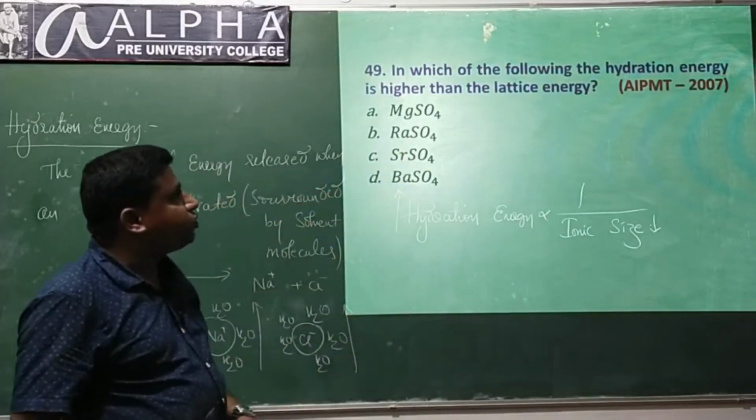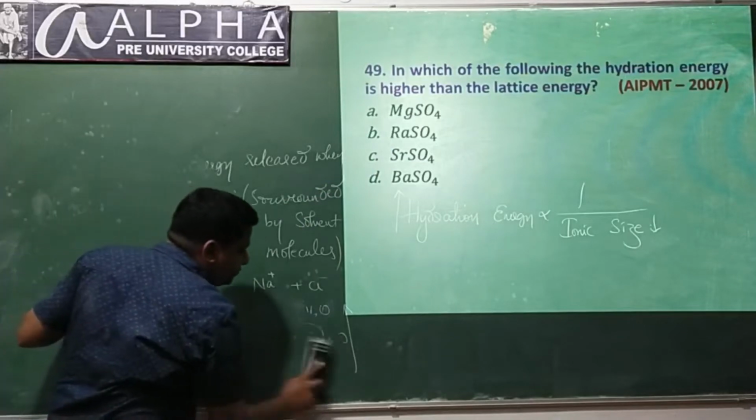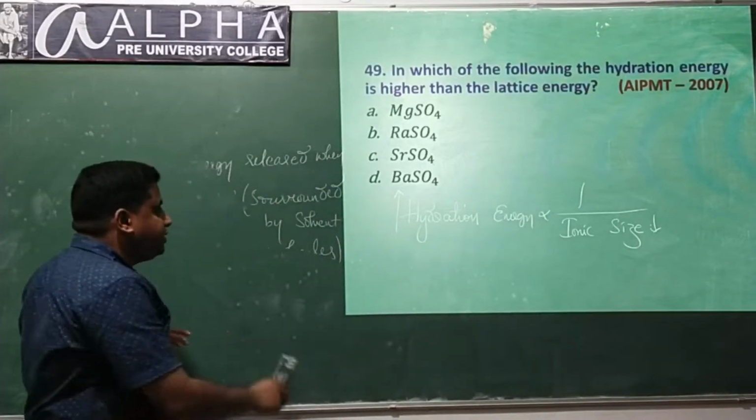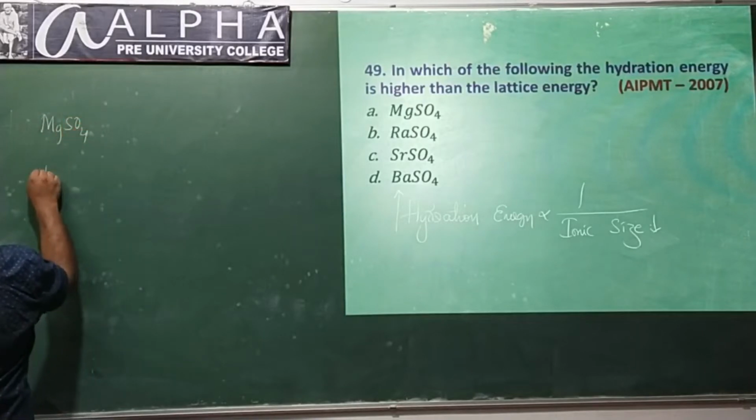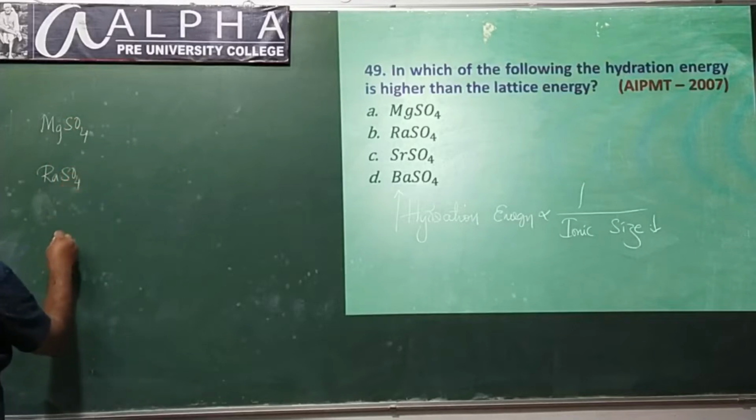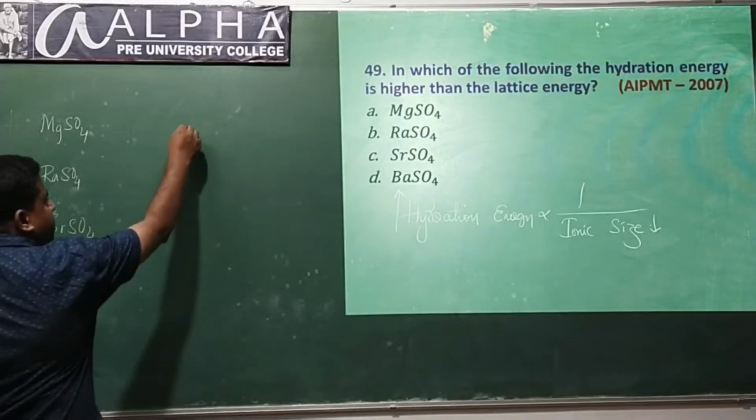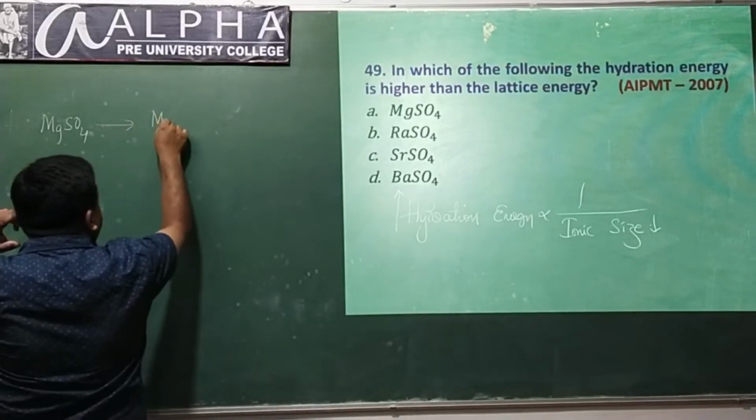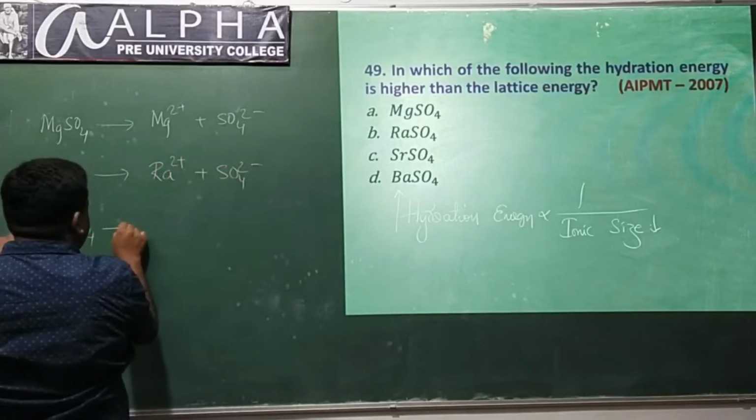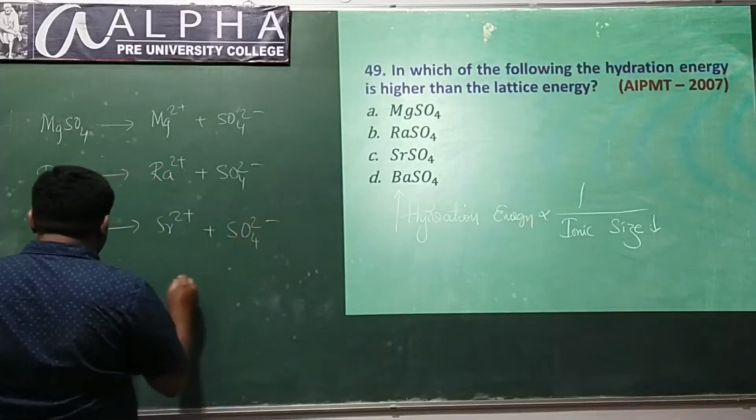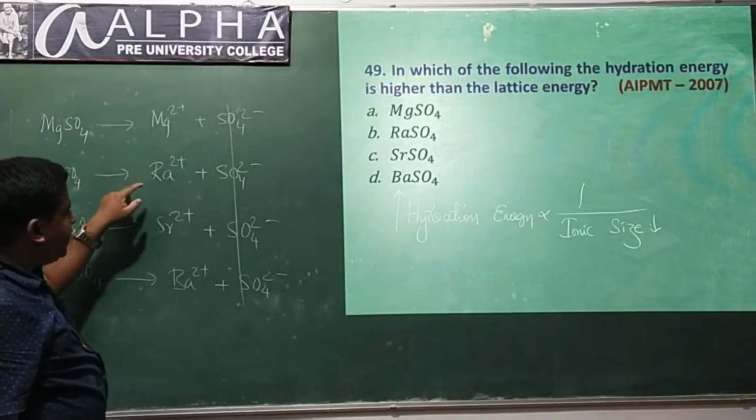Now, based on this idea, let us solve this question. In which of the following is hydration energy higher? Hydration energy is high for smaller ionic size. The options are magnesium sulfate, radium sulfate, strontium sulfate, barium sulfate. Let us arrange them in increasing order of ionic size. Each on ionization gives its metal ion plus sulfate ion. Sulfate ion is common, let us leave this and consider magnesium, radium, strontium and barium ions.